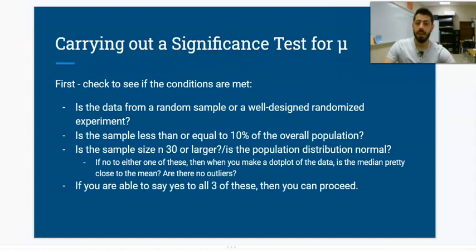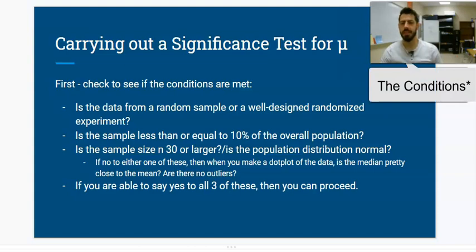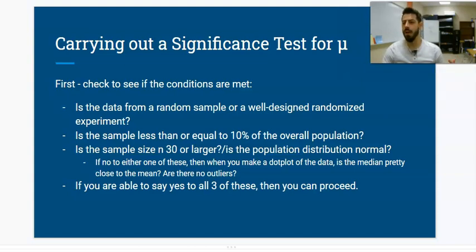All right, so the first thing you're going to need to do, just like before, is check to make sure the conditions are met. Now, just like with confidence intervals, the conditions for a significance test are as follows. First, make sure it's from a random sample or a well-designed experiment. That's almost always going to be the case. Very rarely do they give you questions in which it's not the case.